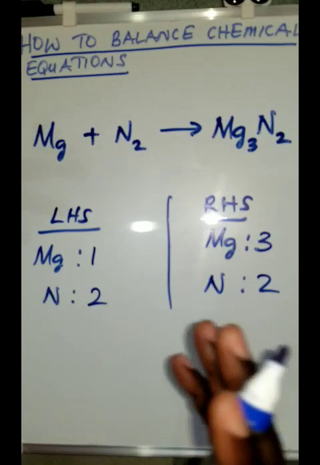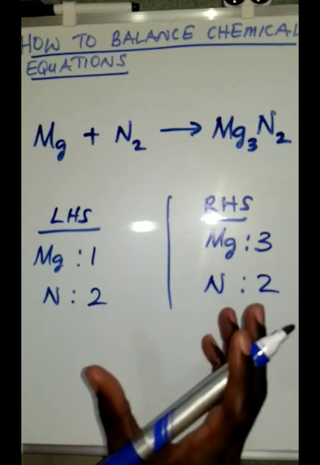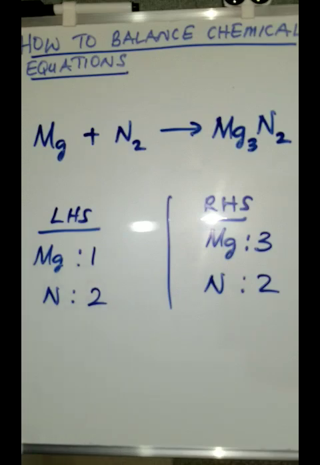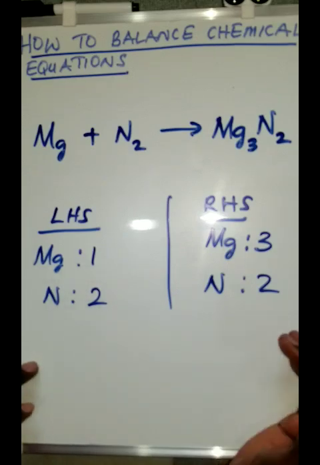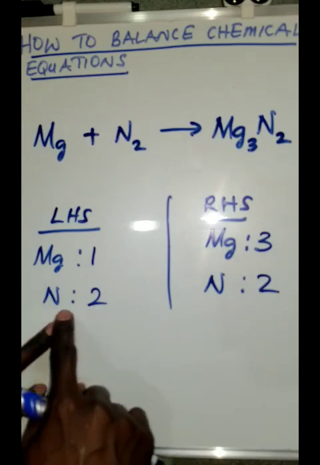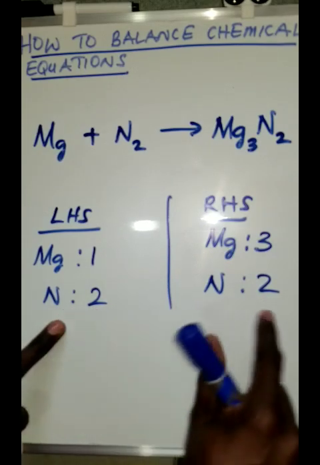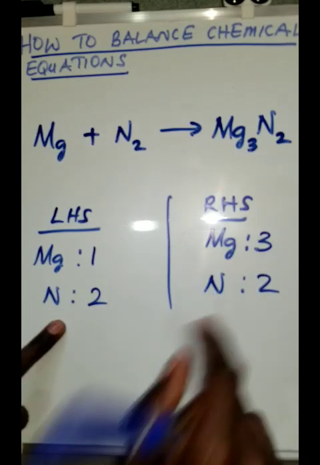So we want to actually balance it up. So now, how do we try to balance it up? Of course, where do we need in this case to start? Well, if I look at the number of nitrogen atoms on the right-hand side and on the left-hand side, it is actually balanced.